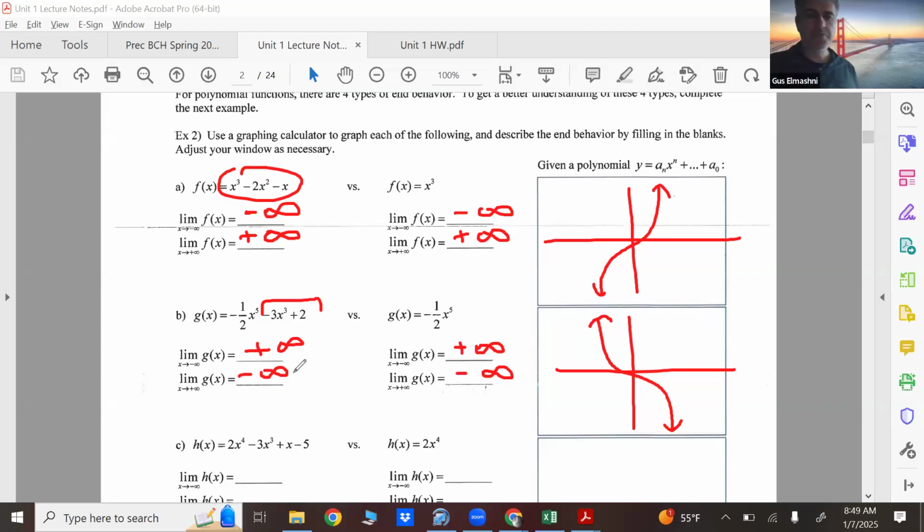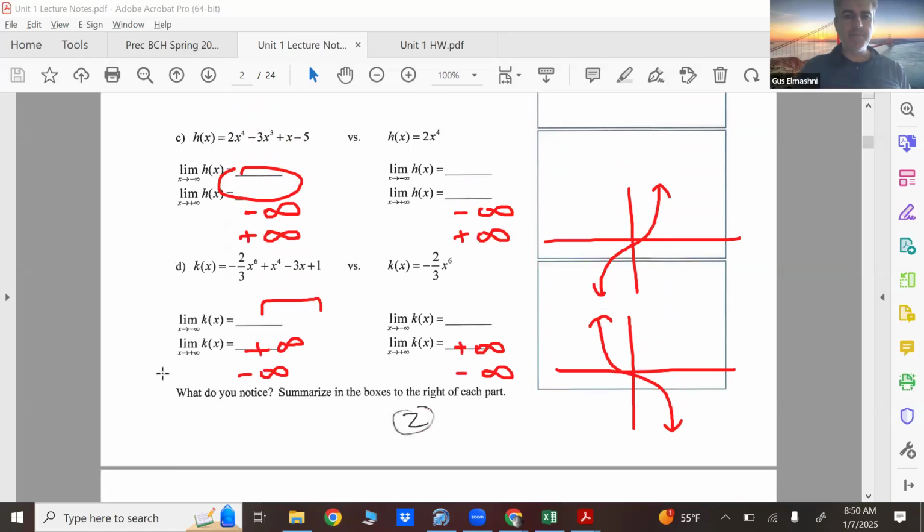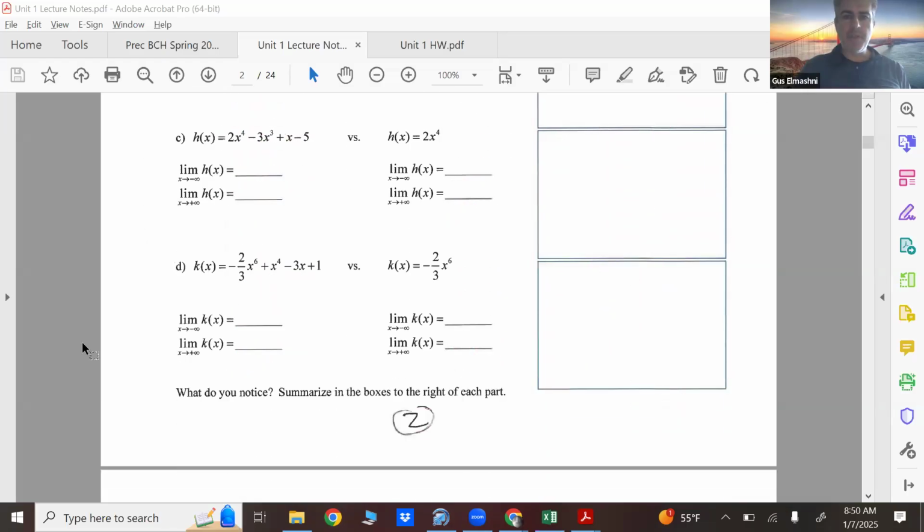Okay, let's keep moving. 2x to the fourth. How do you think that's going to look generally? Oh, I'm sorry, John. Let me take care of that. There we go. There we go. Right, how's that going to look?